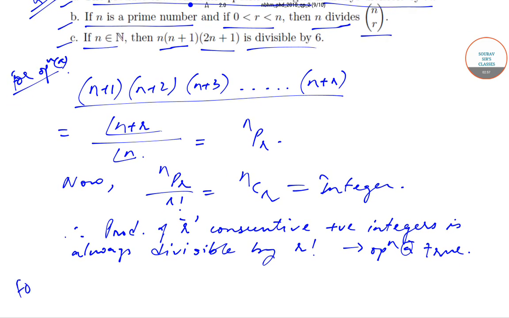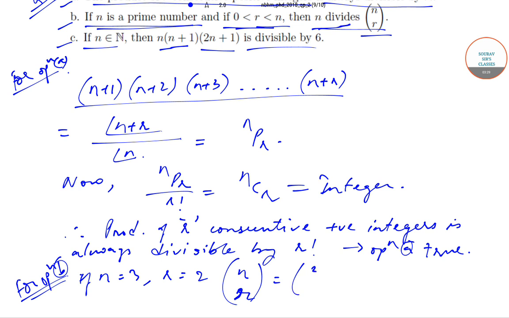In the next option it has been said that if n is a prime number and 0 < r < n, then n divides nCr. We'll take some examples. If n is equal to 3, we can take r as 2, since r lies between 0 and 3. Now let us find nCr, which is 3C2, and that is equal to 3, and this 3 is divisible by 3. So 3C2 is divisible by 3.